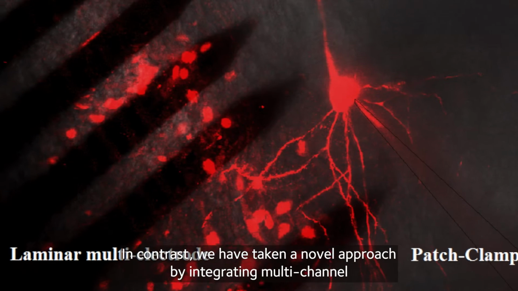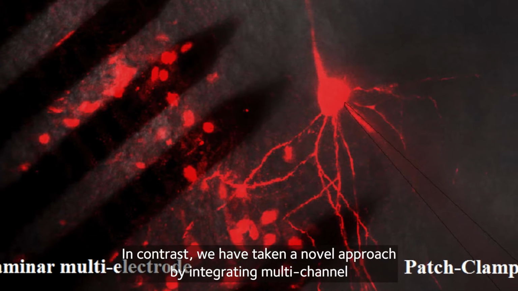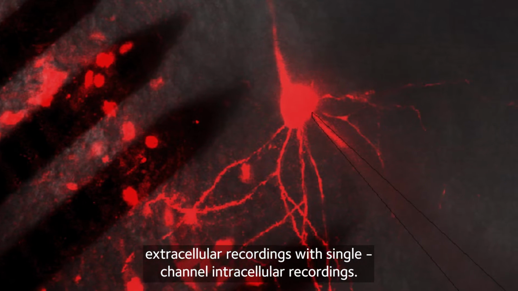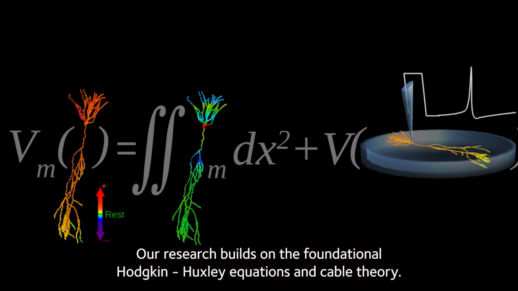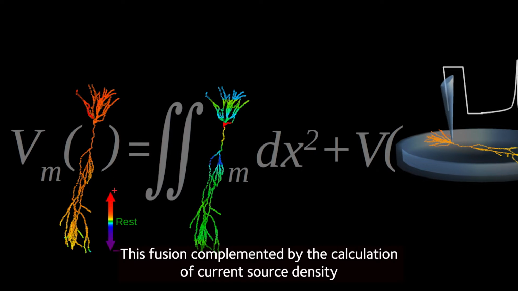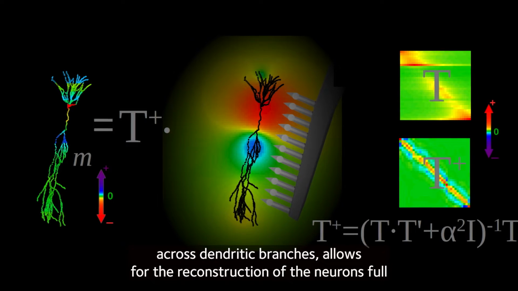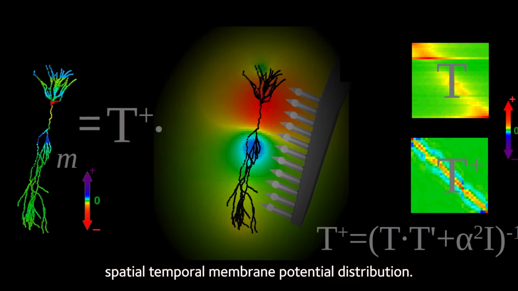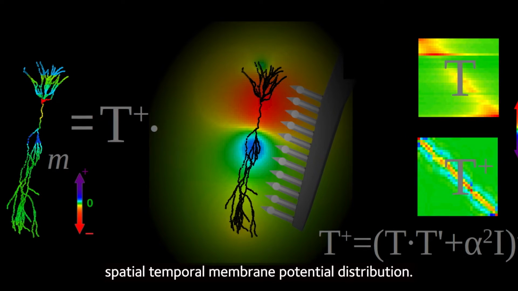In contrast, we have taken a novel approach by integrating multi-channel extracellular recordings with single-channel intracellular recordings. Our research builds on the foundational Hodgkin-Huxley equations and cable theory. This fusion, complemented by the calculation of current source density across dendritic branches, allows for the reconstruction of the neuron's full spatial temporal membrane potential distribution.